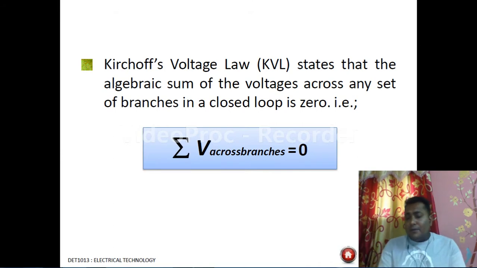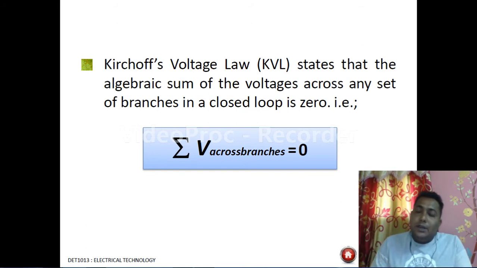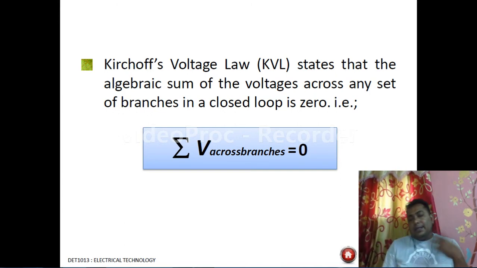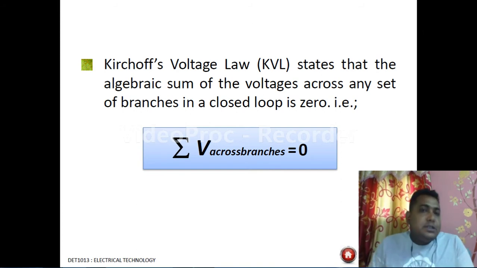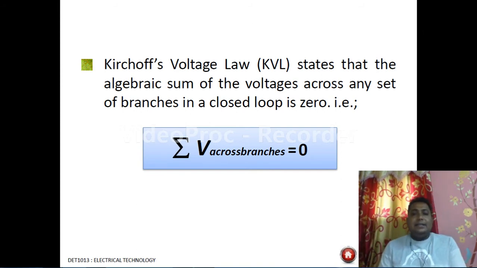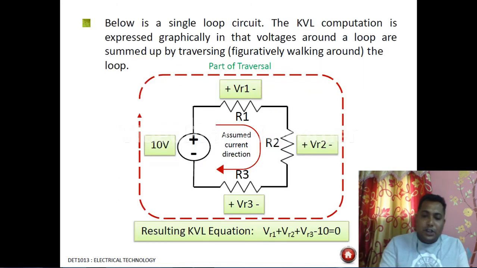Yes. So now coming to the statement. What is the statement? Kirchhoff's voltage law states that the algebraic sum of the voltages across any set of branches in a closed loop is equal to 0. So the summation of voltage, that means there is a closed loop, there is an EMF source, maybe there is some voltage drop. All the summation must be equal to 0. That is the concept of Kirchhoff's voltage law.